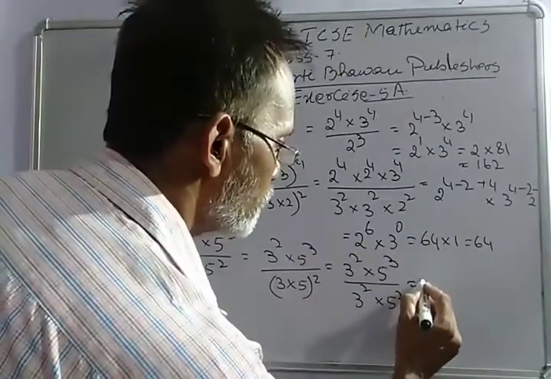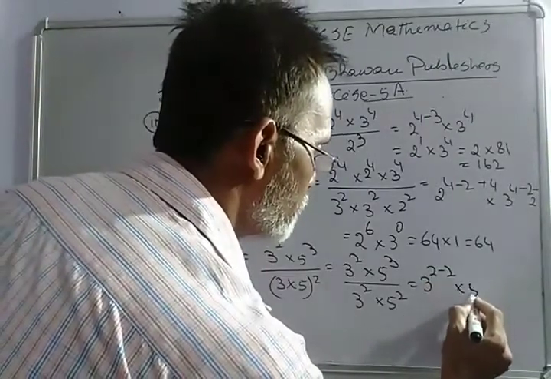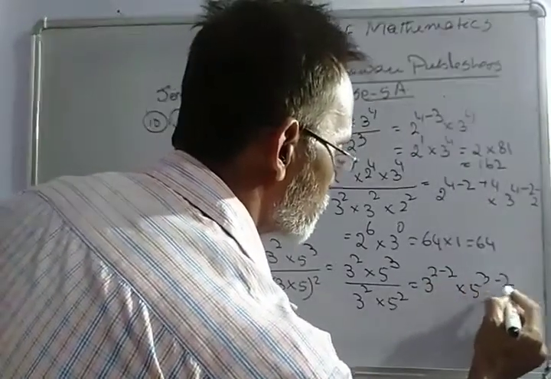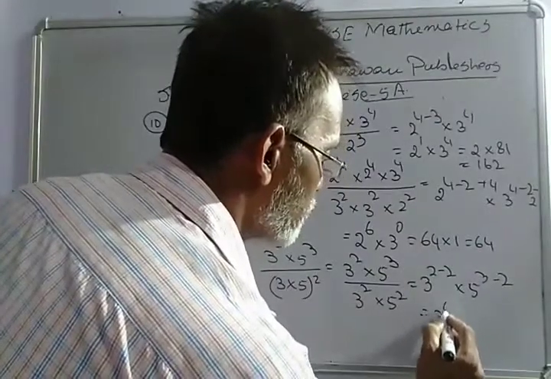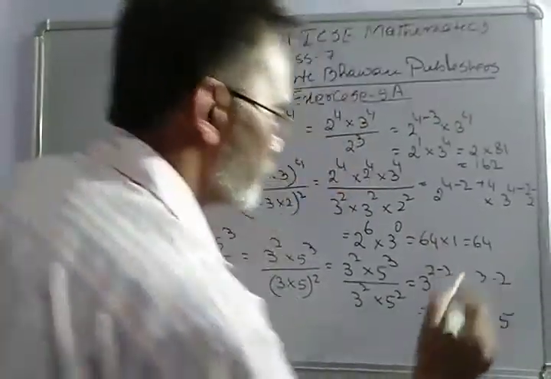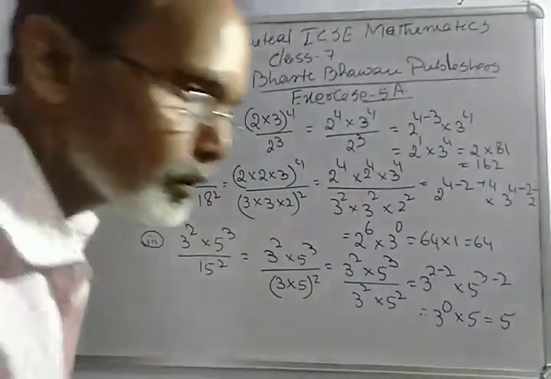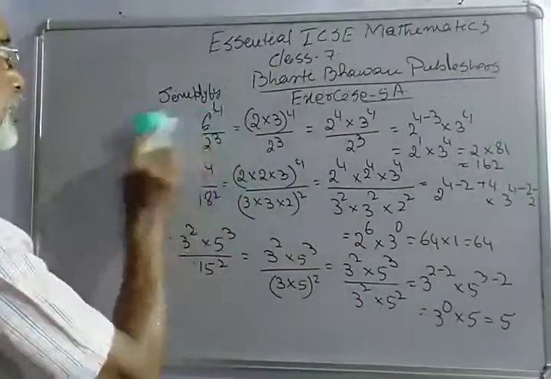So this is equal to 3 to the power 2 minus 2 into 5 to the power 3 minus 2. So this is equal to 3 to the power 0 into 5. So this is equal to 5. Answer. Then the next one, number 4.